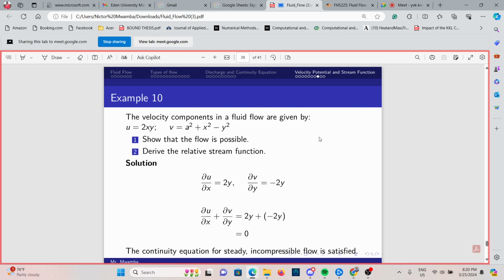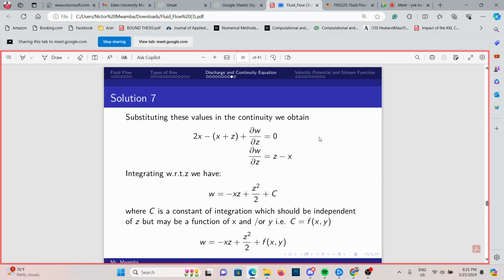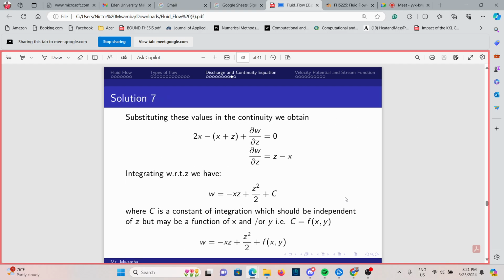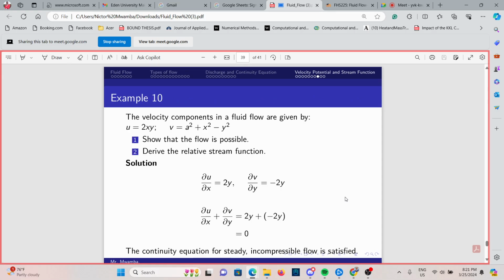So write the continuity equation for a two-dimensional flow. Let me just jump back to it. This one here is the continuity equation for a two-dimensional flow. So find the derivatives of those given velocity components and substitute in this equation. If you obtain 0, then the flow is physically possible. If not, it is not physically possible.